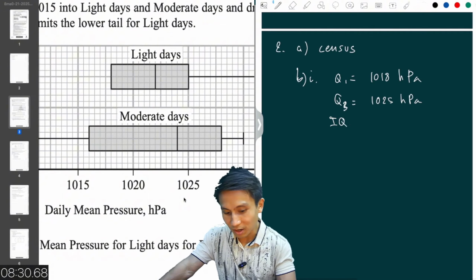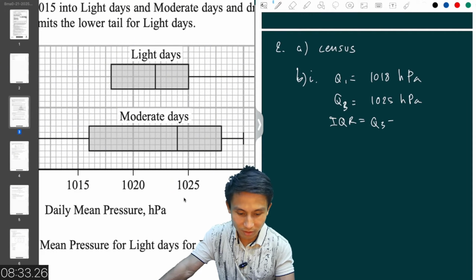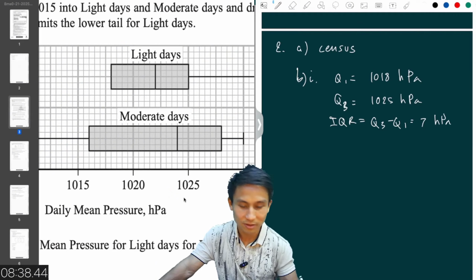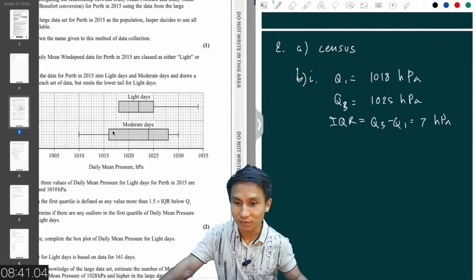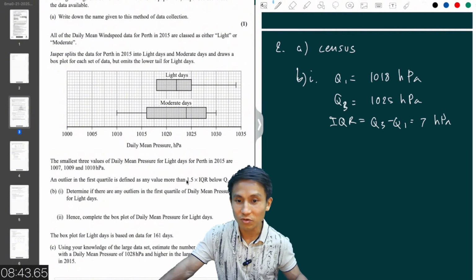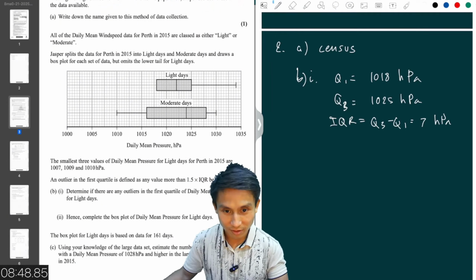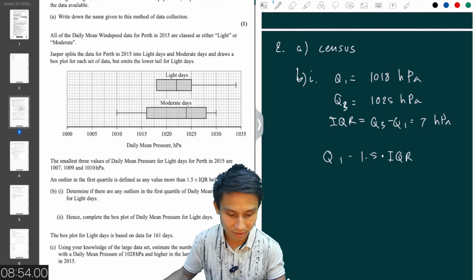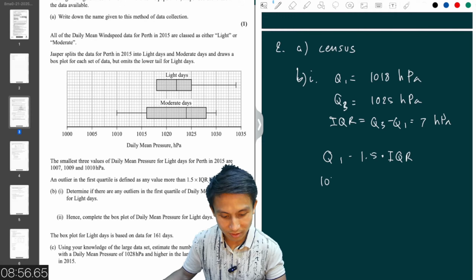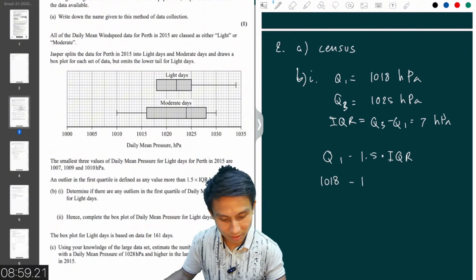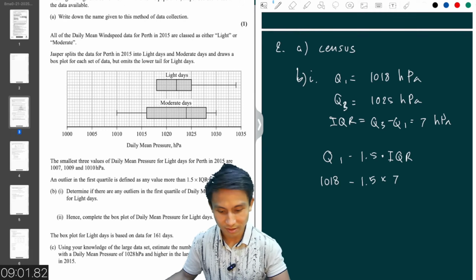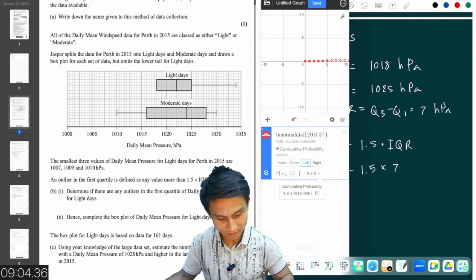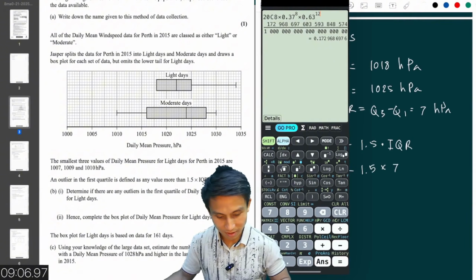That means the IQR is equal to Q3 minus Q1, which is just 7, isn't it? Hectopascals. Because the IQR is 7, the critical value below which we have an outlier would be Q1 minus 1.5 times IQR. So that is equal to 1018 minus 1.5 times 7. Okay, so hang on, let's do this. Okay, what was that again?